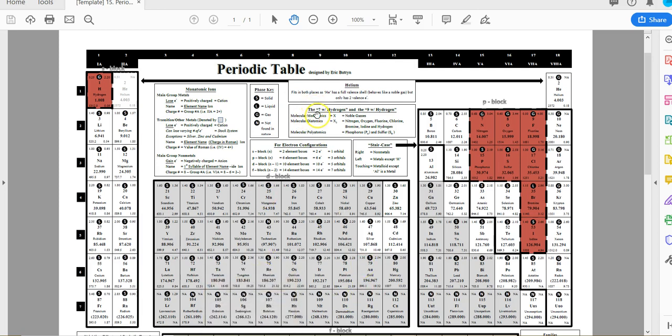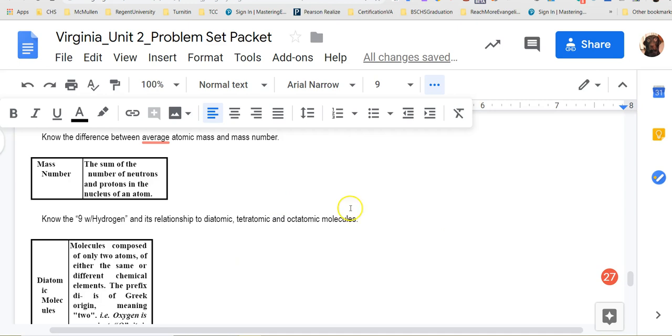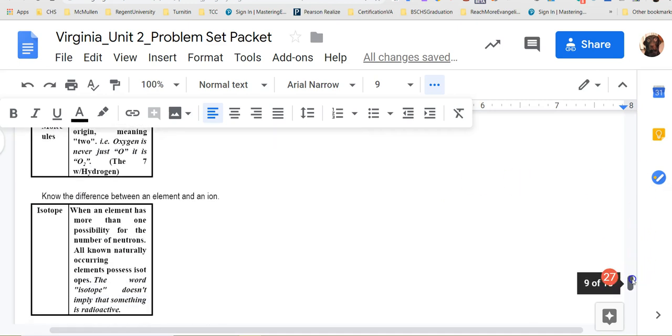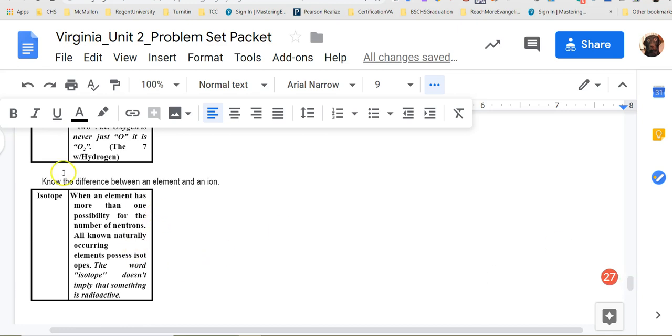Notice with the diatomic molecules and polyatomic molecules, you have a little guide on this periodic table, which is nice if you forget. It helps you when you're writing equations. Okay, so that's one thing we need to know for our data table. The other difference we need to know is an isotope. So far, we talked about isotopes in Unit 2, and that's when neutrons vary.